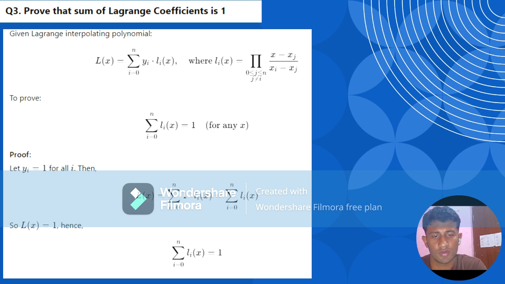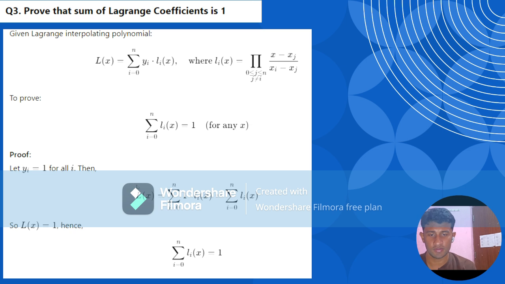Question number 2. Write Python code for Newton divided difference interpolation formula. As you can see on the screen, this is the given code which you can read, which tells us about the Newton divided difference interpolation formula with the outputs.